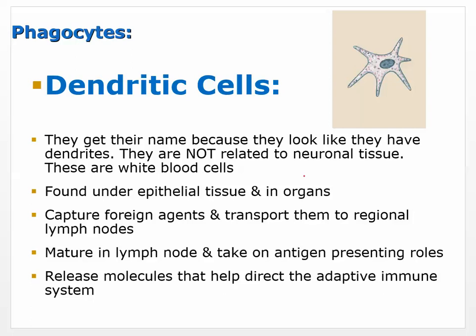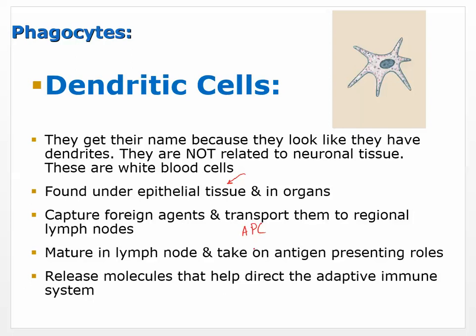They are definitely leukocytes, or white blood cells. So they're typically found under epithelial tissue, which is skin, and skin that's also found all over your organs, lining your organs. But that's where these dendritic cells are mostly found, but they can be all over. They capture foreign agents and transport them to regional lymph nodes. So that means they work as what we call antigen-presenting cells. Okay? So that's an important role for these guys.